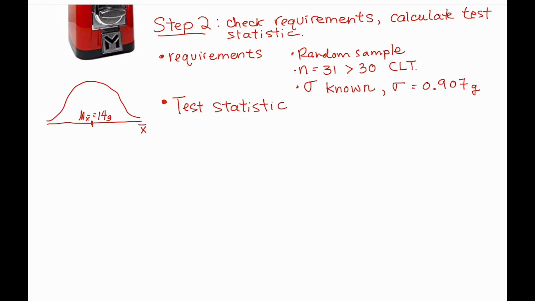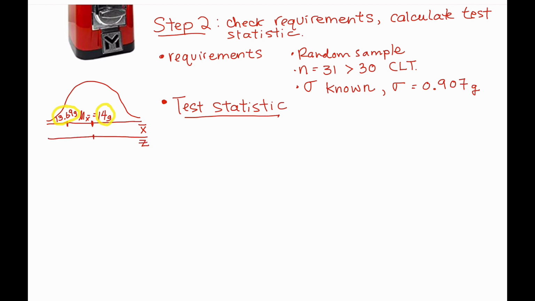So the question we're asking when we calculate the test statistic is: if I get a sample of size 31 and the mean weight is 13.69 grams, how far away is this from the mean in my sampling distribution? How far away is this from the null value? How far away is the sample value from the null value? And the best way to see this is to calculate the corresponding z-scores here.